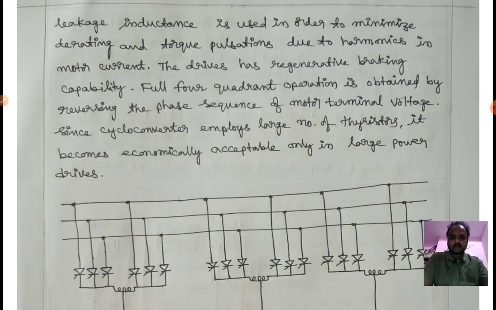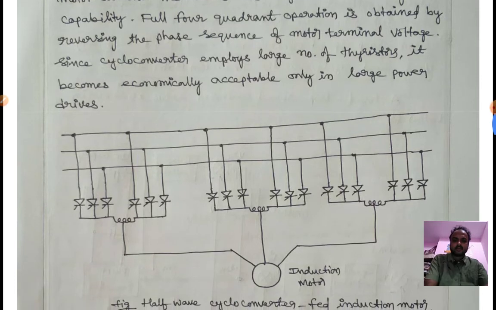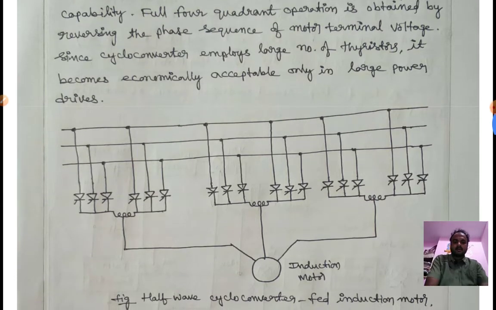Here we can see the cycloconverter control for induction motor drive. Here we are using the three phases, and each phase has 6 thyristors. By using the firing angle, we can control the speed of the induction motor. Full 4 quadrant operation is obtained by reversing the phase sequence of motor terminal voltage.